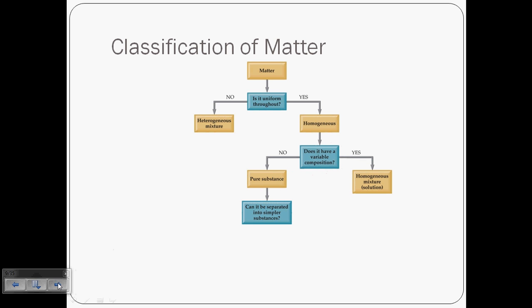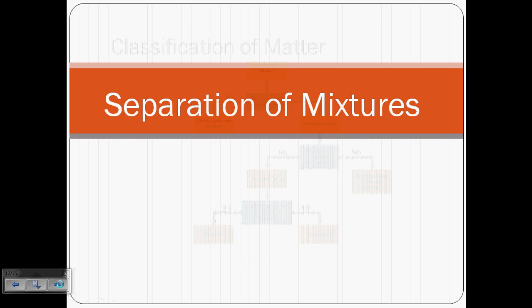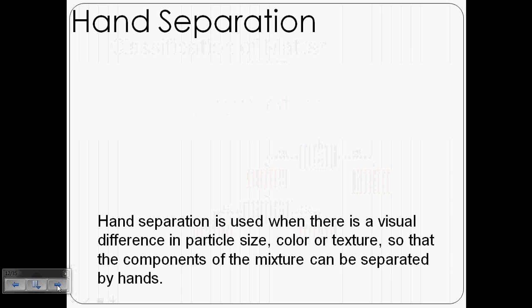So pure substances do not have a variable composition, but mixtures do have a variable composition. Then pure substances can be of two types as well: elements and compounds. Elements cannot be broken down into any smaller units because they're the smallest unit of matter, while compounds can be broken down into smaller units based on very harsh chemical means, while the mixtures can be separated by physical methods. And we'll go over separation of mixtures right here.